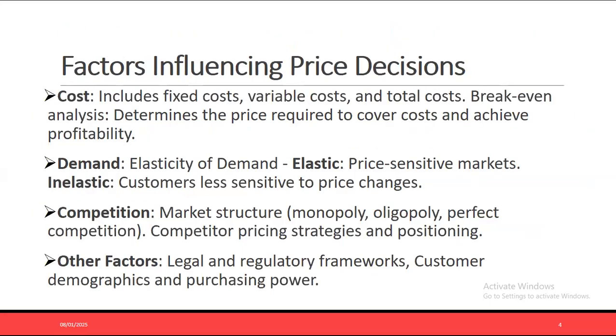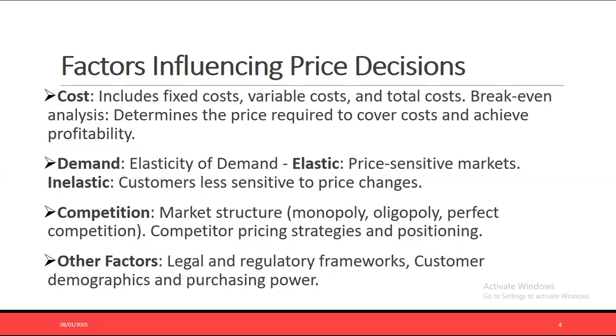So what are some of the factors which influence price decisions? Before you are able to fix your price, one of the factors that influence this is the cost. The cost of coming up with your products. You can have the fixed cost, the variable cost, and then together you have the total cost. So these costs will influence the price at which you sell the final product.